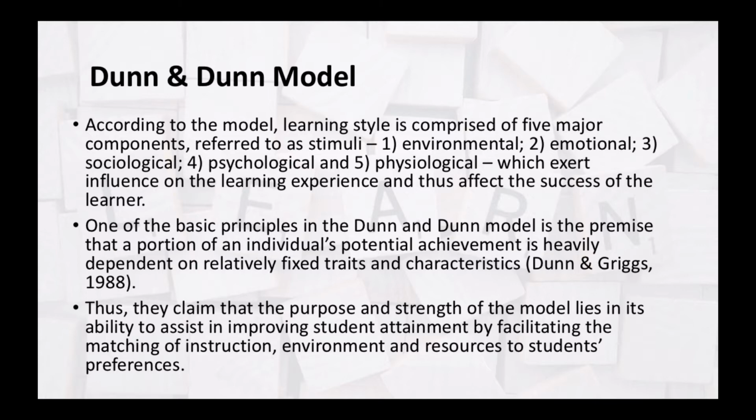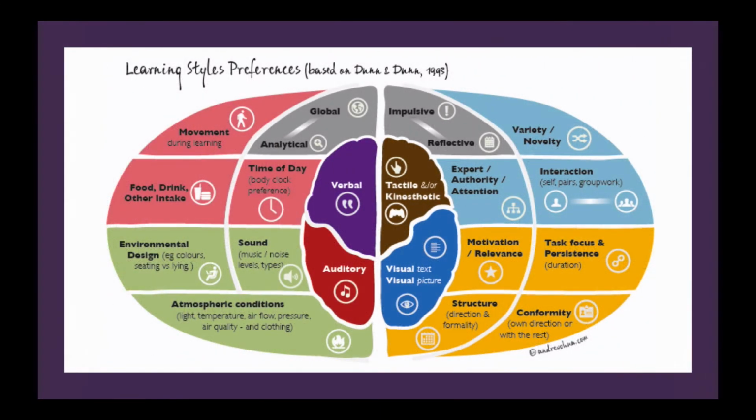One of the basic principles in the Dunn and Dunn model is the premise that a portion of an individual's potential achievement is heavily dependent on relatively fixed traits and characteristics. Thus, they claim that the purpose and strength of the model lies in its ability to assist in improving student attainment by facilitating the matching of instruction, environment, and resources to students' preferences. This is a depiction of the Dunn and Dunn model.